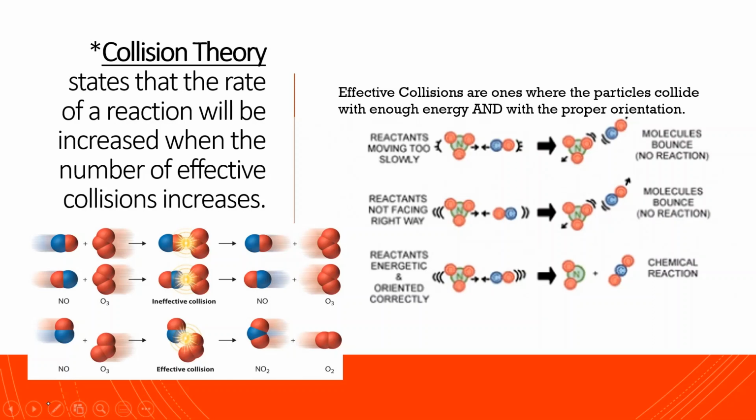So an effective collision means that the particles have enough energy, but it also means that they have the correct orientation. So do they have enough energy? If we see this first example here, if the particles are moving too slow, they're not going to have the required energy needed to cause those bonds to break and for that reaction to occur. No reaction.